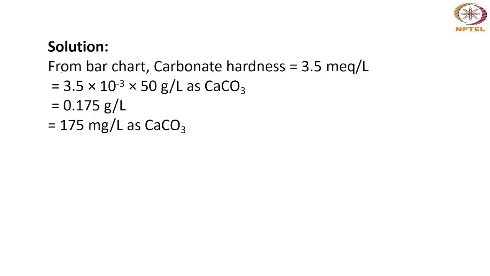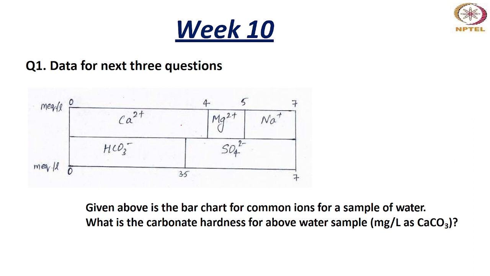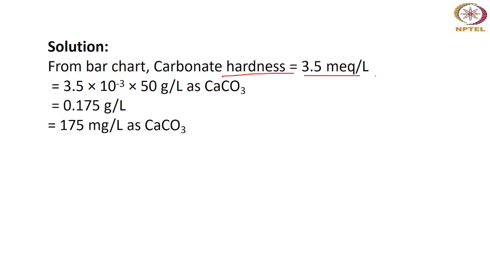Okay, I will go for the solution. So the correct answer is 175. And from the bar chart, you can see the carbonate hardness. The carbonate hardness is here, that is 3.5, right? It goes from 0 to 3.5. So the 3.5 milliequivalent per liter is my carbonate hardness.